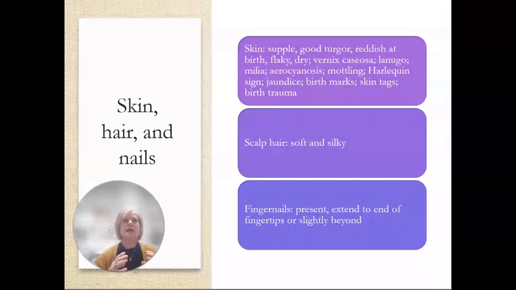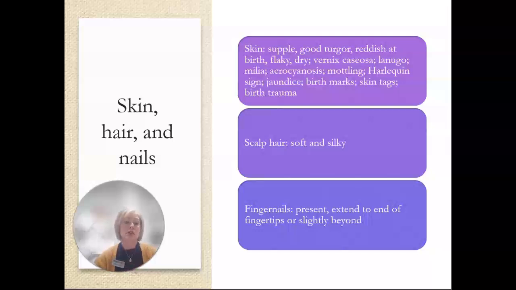Vernix is just kind of like a natural lubricant that gets on their skin, and we see it more in the skin folds, and a lot of times you can just rub it in. It's kind of like the best lotion that you could probably ever get, that normal vernix that's on the babies. Lanugo is hair, and it's kind of like a fine coating of hair.